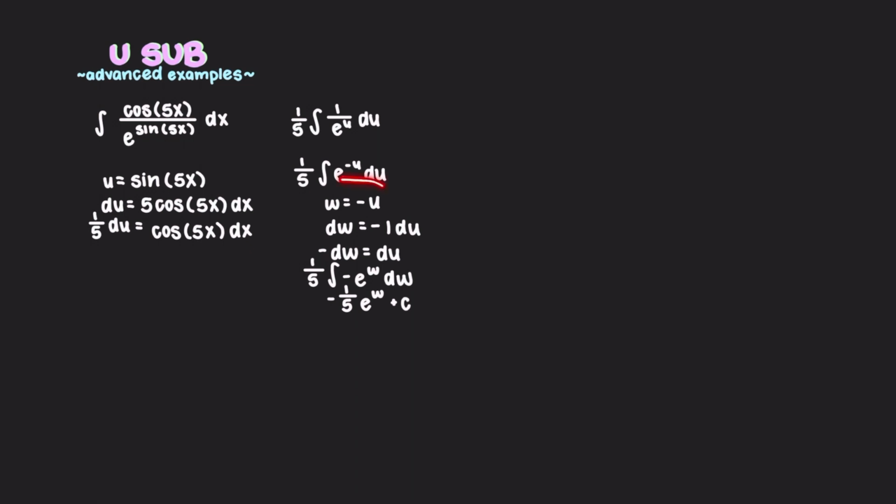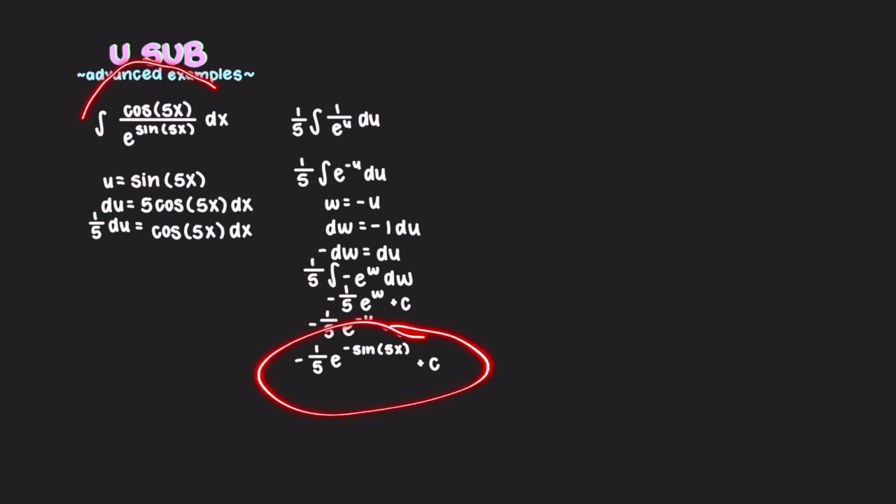Okay, now we make this u substitution here, -1/5 e to the negative u plus c. And now we just have to plug in u here. So -1/5 e to the negative sine of 5x plus c. And this will be your answer for this integral. Pretty tricky. That one was really tricky, but kind of fun, right?